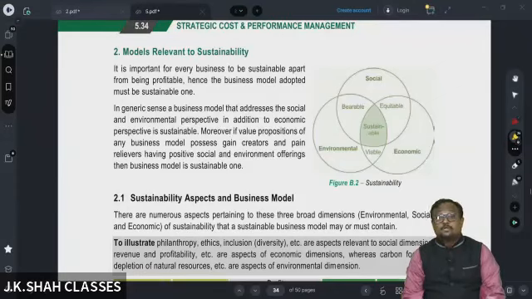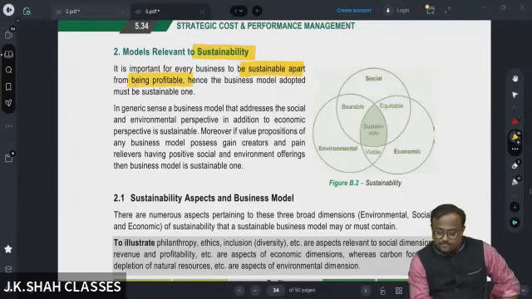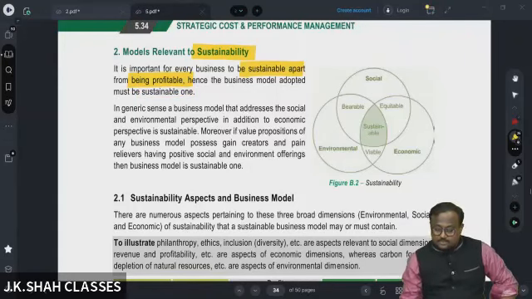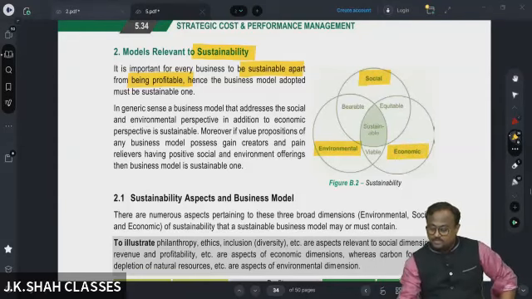This was about disruptive strategy. Now we are going towards sustainability. It is important for every business to be sustainable apart from being profitable. Hence, the business model adopted must be a sustainable one. Sustainable means you will have to take care of three major things: social requirements, environmental requirements, and of course, economic requirements.